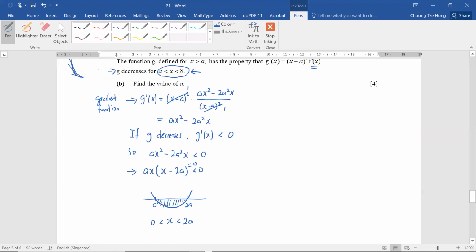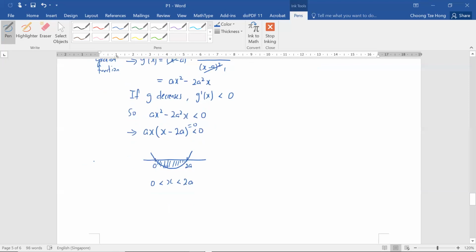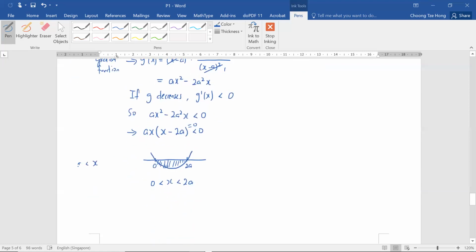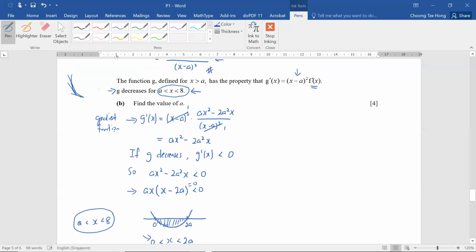But there's a clue here that they give us. They say that it decreases for a range of x greater than a and less than 8. So what they want is x greater than a and less than 8, but our left side here is x greater than 0. So how do we get something very similar to this? You need to pay attention to the question. Over here they told us that x is greater than a.